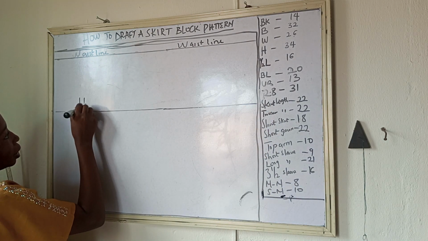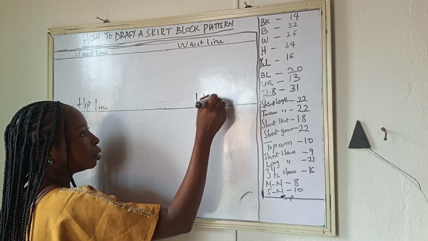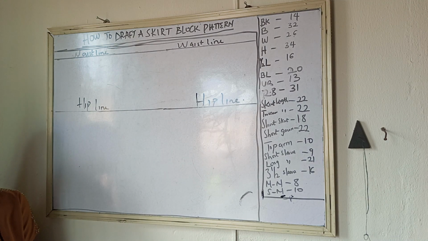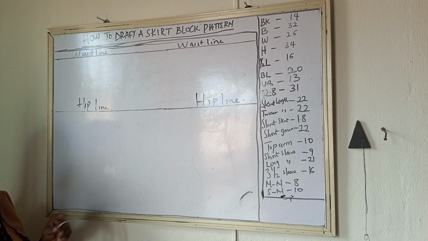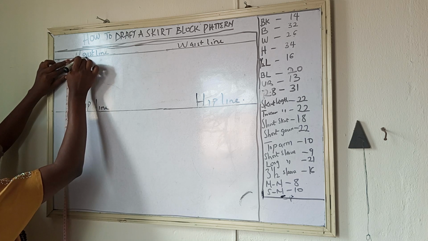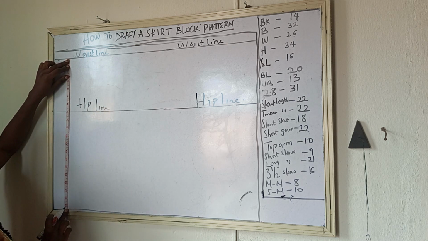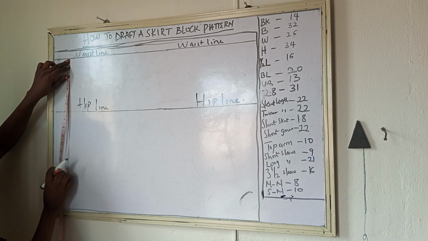So this is my hip line. So we've gotten our hip line. We'll move next to our length. Every measurement is starting from our waistline, don't forget. Our skirt length is 18 inches.